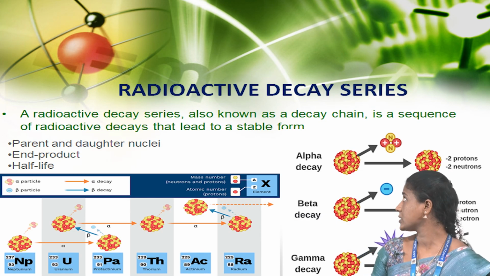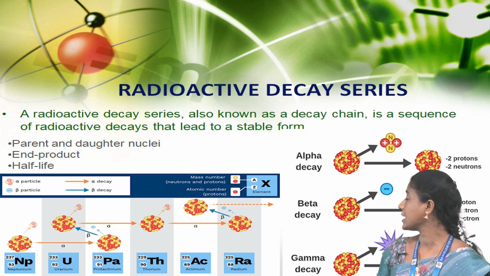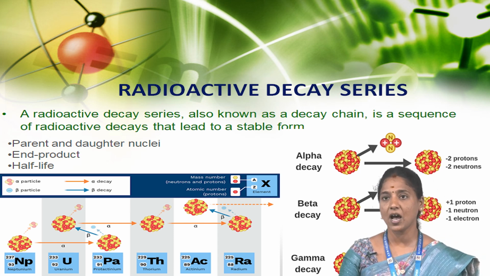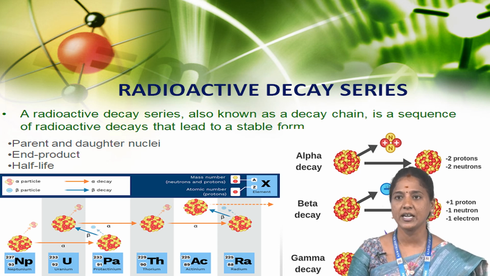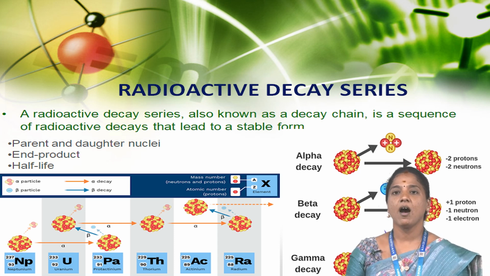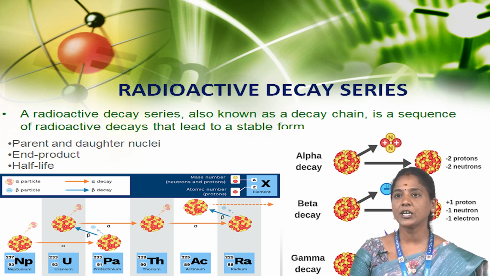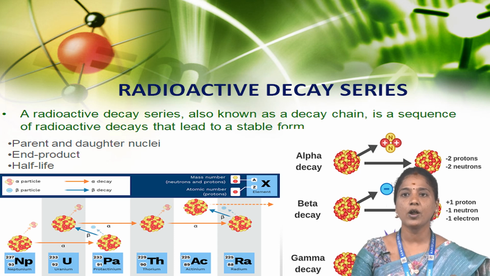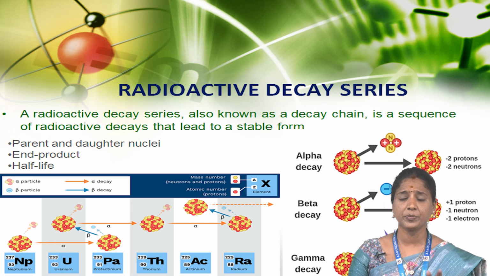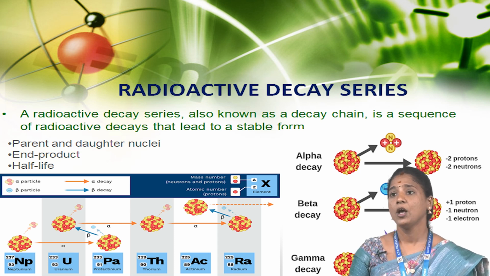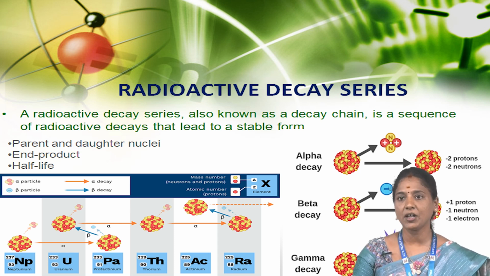Next, one of the important questions is the radioactive decay series. It is also known as a decay chain. It is a sequence of radioactive decays that leads to a stable form. Each series has a unique chain of decays, and the decay products within the chain are always radioactive. The final atom in the chain is the only one that is not radioactive. There are 4 radioactive decay series: the thorium series, the neptunium series, the uranium series, and the actinide series.